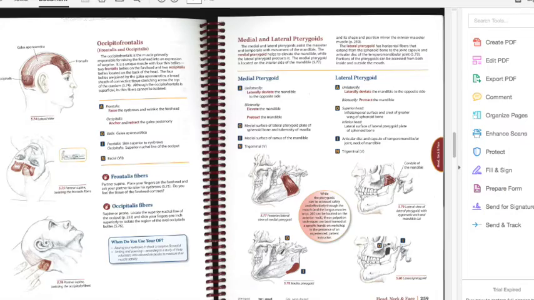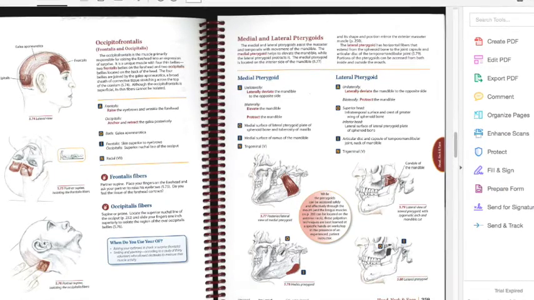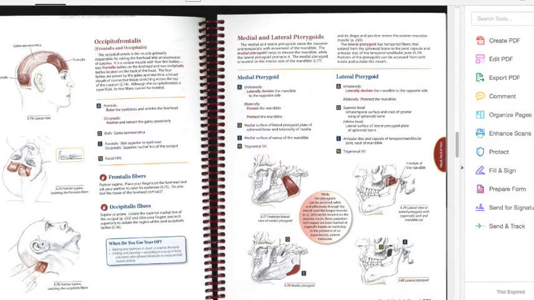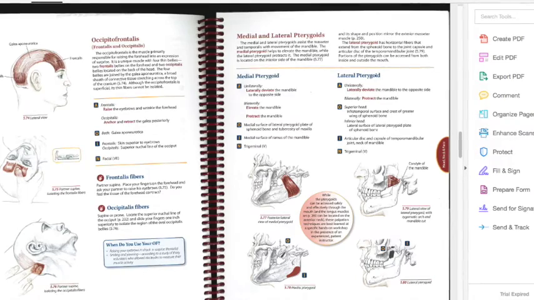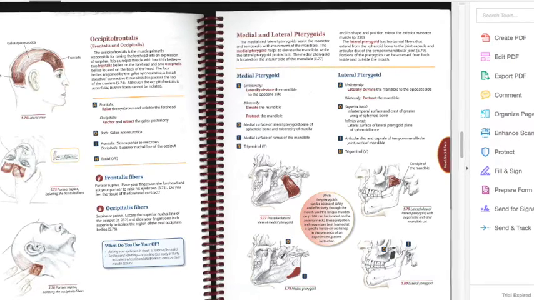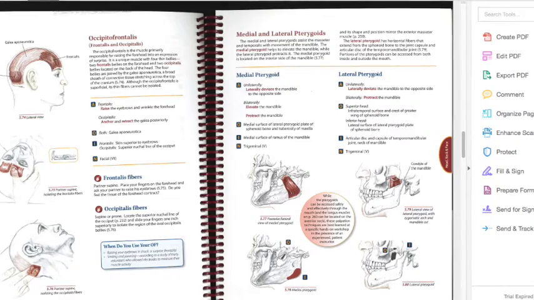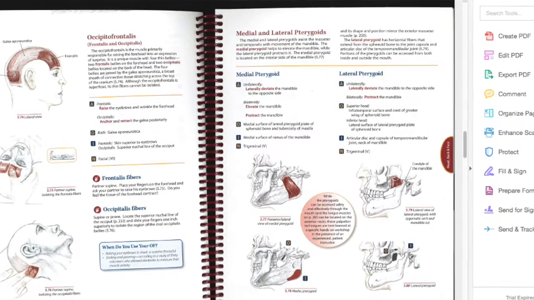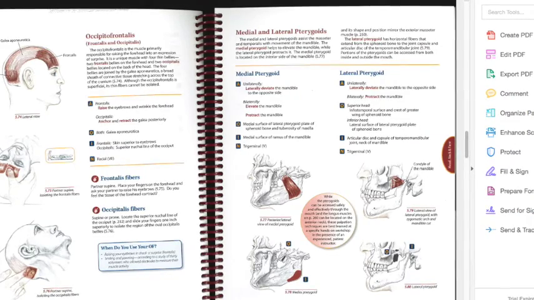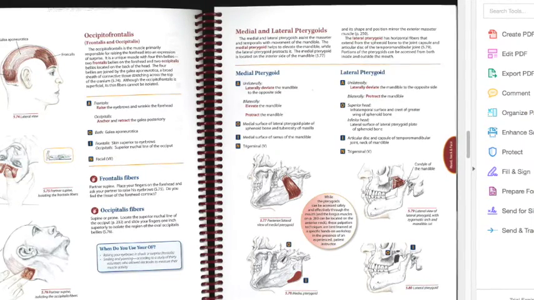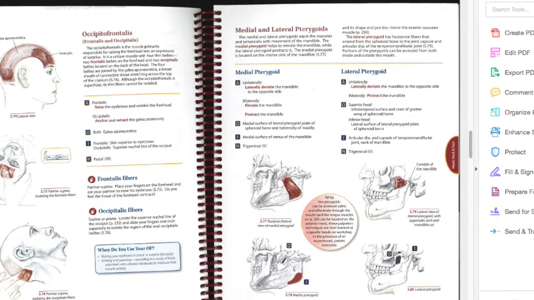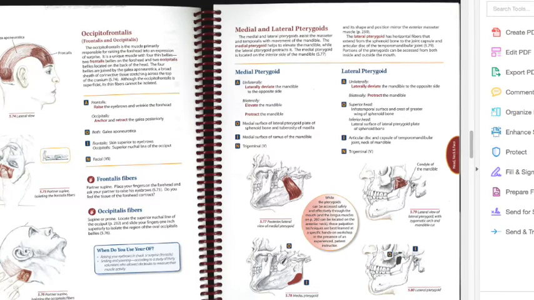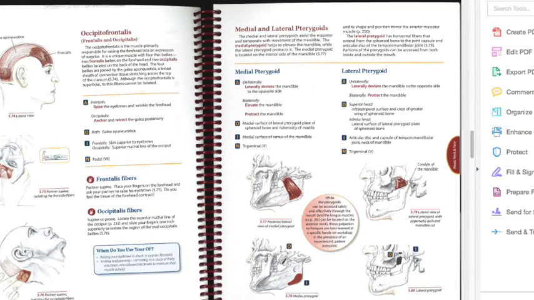Lateral pterygoid. Origin: superior head, infratemporal surface and crest of the greater wing of the sphenoid bone. Inferior head, lateral surface of the lateral pterygoid plate of the sphenoid bone. Inserts: articular disc and capsule of the temporomandibular joint, TMJ joint, and the neck of the mandible. Actions: unilaterally, laterally deviates the mandible to opposite side. Bilaterally protracts the mandible.